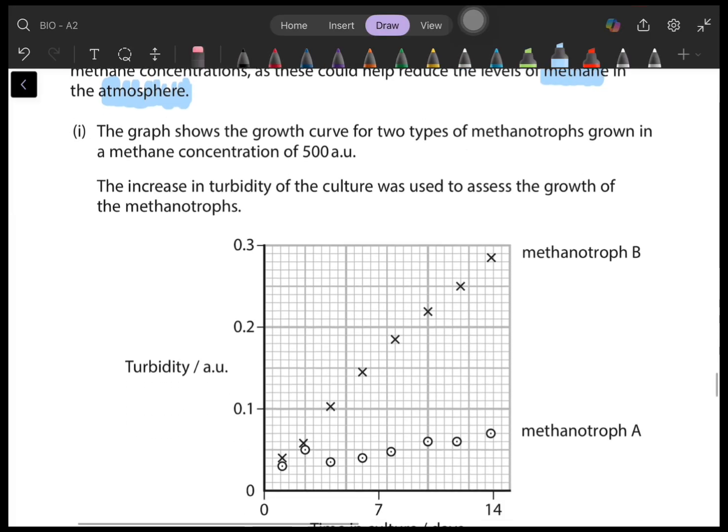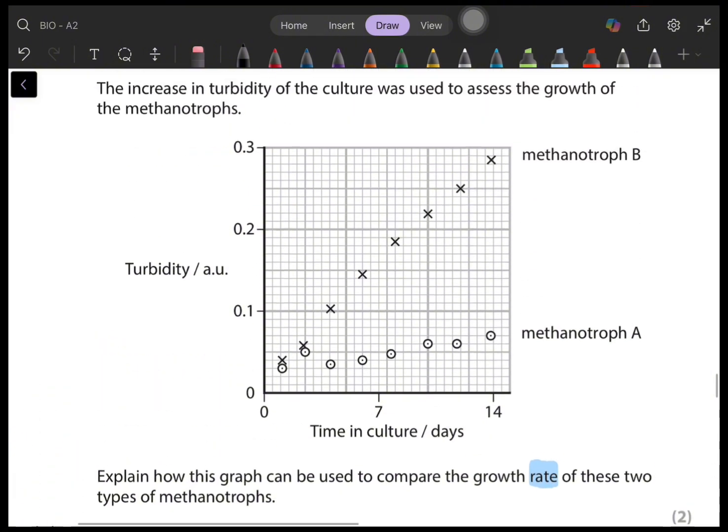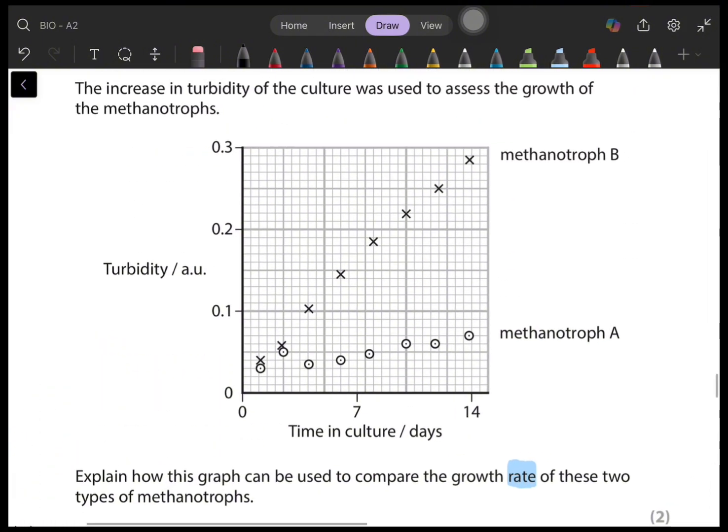Okay, the graph shows the growth curve for two types of methanotrophs grown in a methane concentration of 500 arbitrary units, right? The increase in turbidity of cell culture was used to assess the growth of the methanotrophs, okay? Turbidity measurement for methanotroph A and methanotroph B. Explain how this graph can be used to compare the growth rate, right? So basically we are using the method of turbidity. What we can say is that we can draw the line of best fit first of all for each of these, and then find the gradient, as the gradient would give us the growth rate, right?